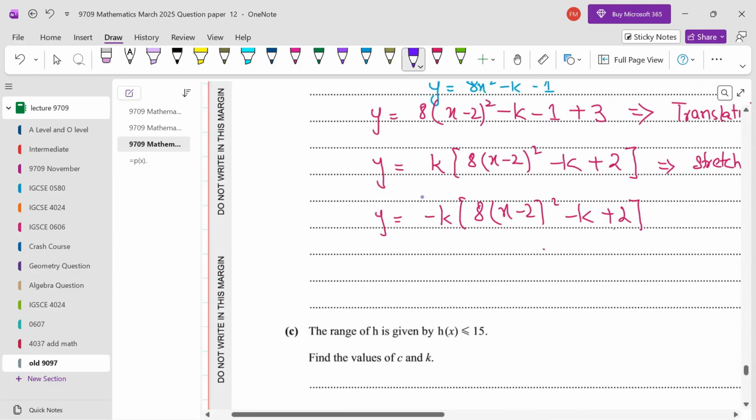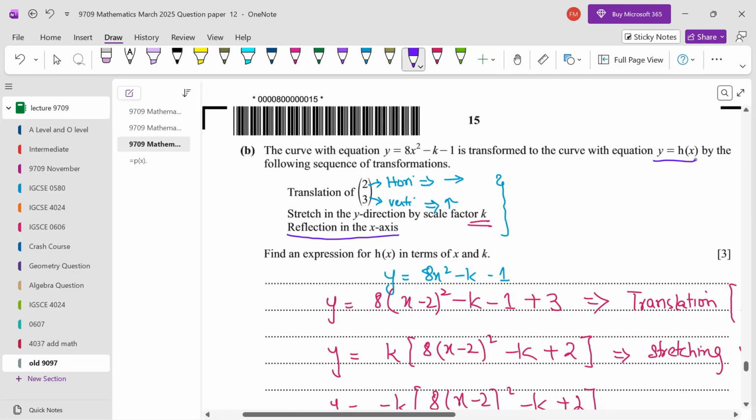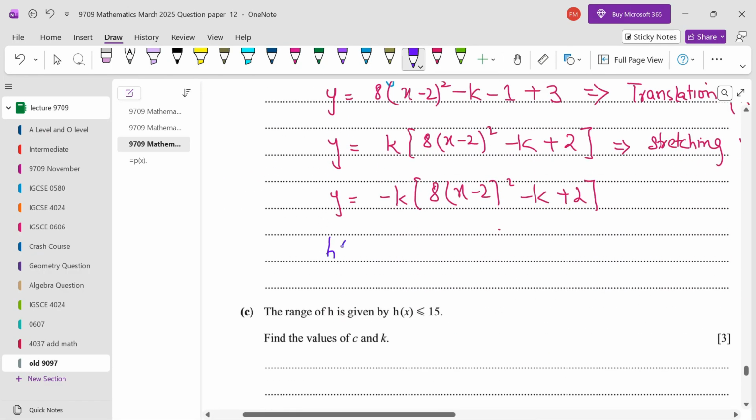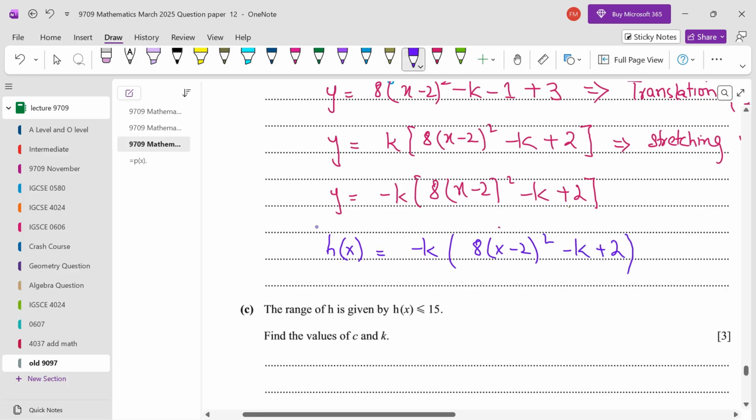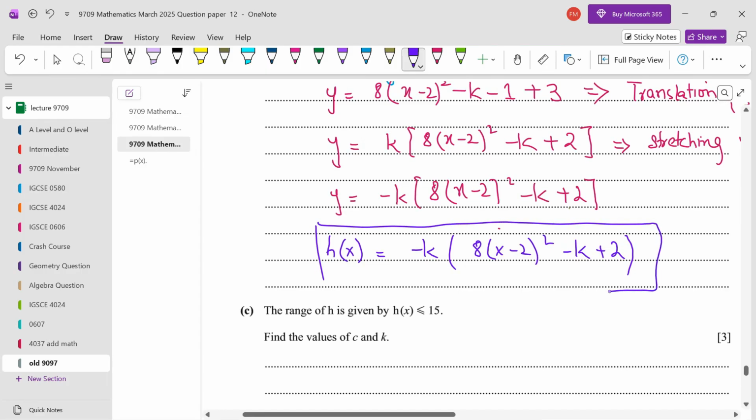So this is equal to h of x. So we can say that h of x is equal to negative k times 8 times (x minus 2) whole square minus k plus 2, which was required.